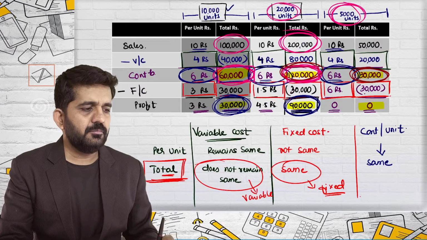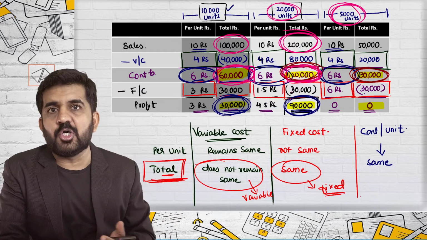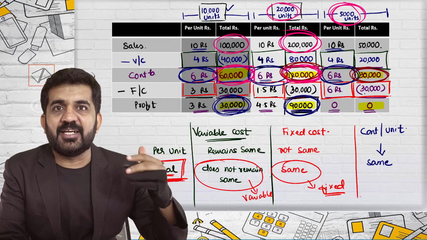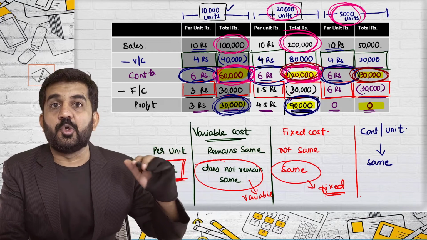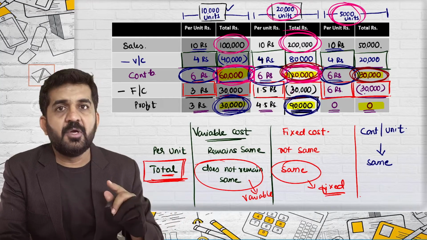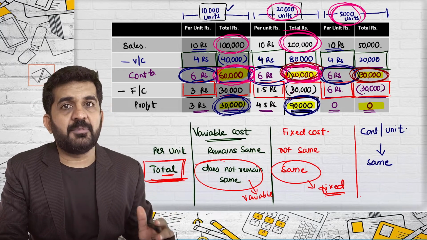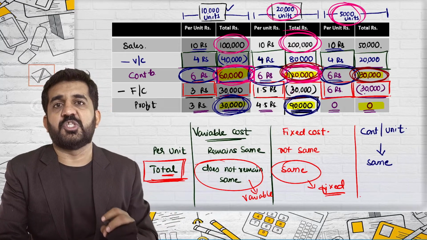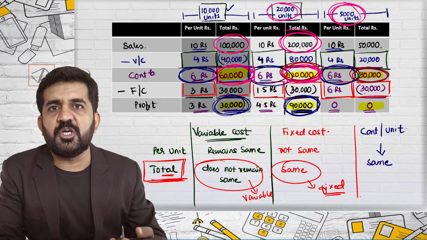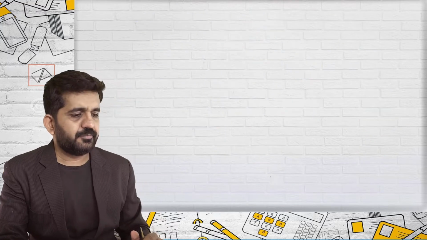This chart helped us understand the nature of variable cost. Variable cost is totally variable, fixed cost is totally fixed, but per unit variable cost remains same, while per unit fixed cost does not remain same. This chart also helped us understand one concept, which is PV ratio, which shows how much your contribution is in percentage terms in comparison to your sales.